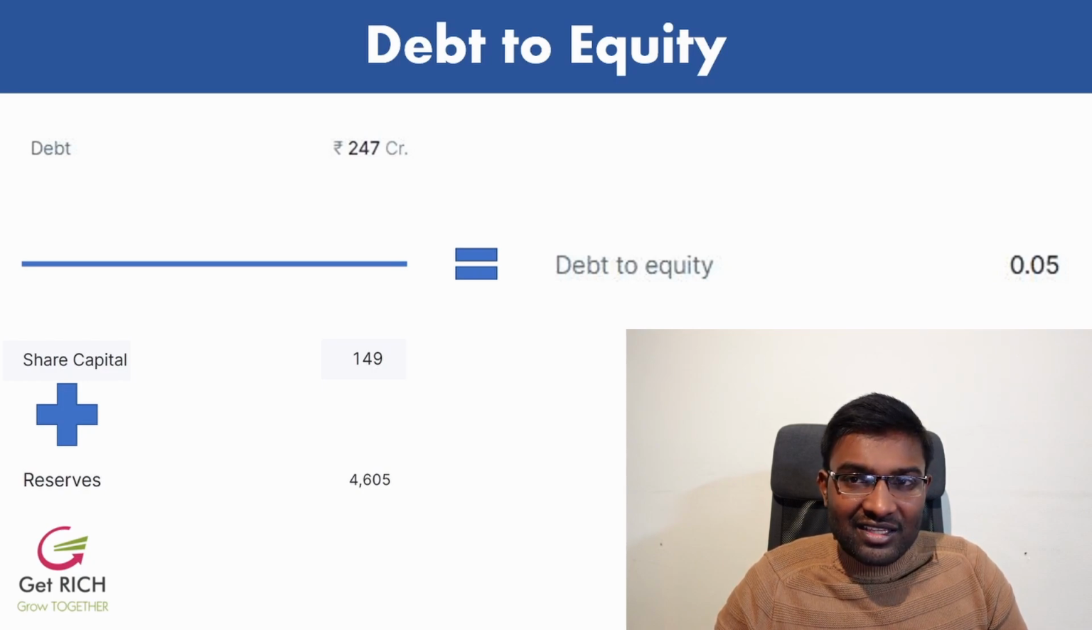So the typical debt to equity ratio I like: anything less than 0.5 is very good, because if you go more than 0.5 you are over leveraging your balance sheet. Some people will say up to 1 is good, but personally I look at companies with less than 0.5, which I am really comfortable with. If it is very low, like less than 0.2 or 0.1, that is even better. In this case Polycab has a debt to equity ratio of 0.05, which is very low, and that's very good.